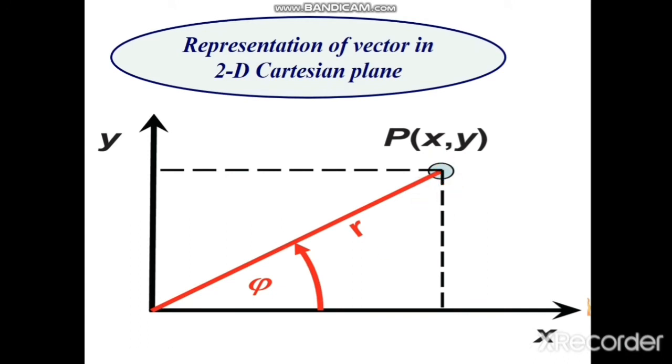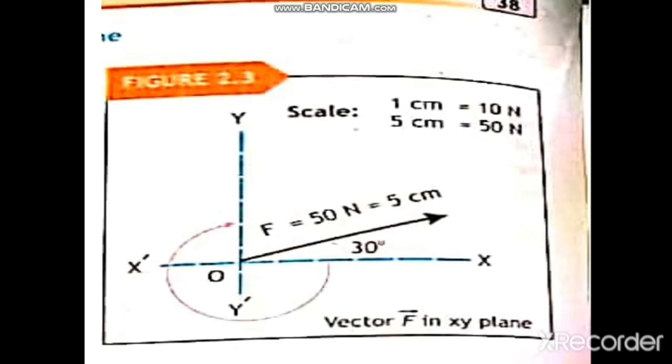Also in this case, the angle that the vector R is making with the x-axis is known as alpha or phi, and the angle with the y-axis is named beta. This is beta.